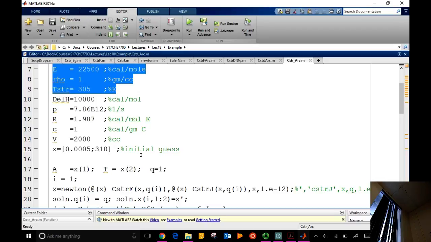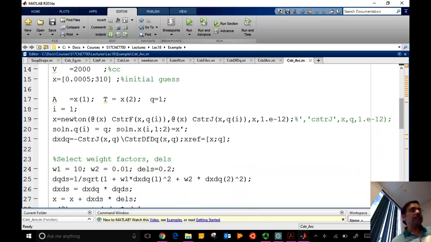But what will be the size of X now? 3x3 system, right? And CSTRF and CSTRJ. No, sorry, this is just a 2x2 system for the initial first step. The arc length continues after the first one. So the first one is done for a fixed value of Q, and then Q becomes an unknown, and you define all your arc length parameters, and I am implementing Euler-Newton on the arc length.